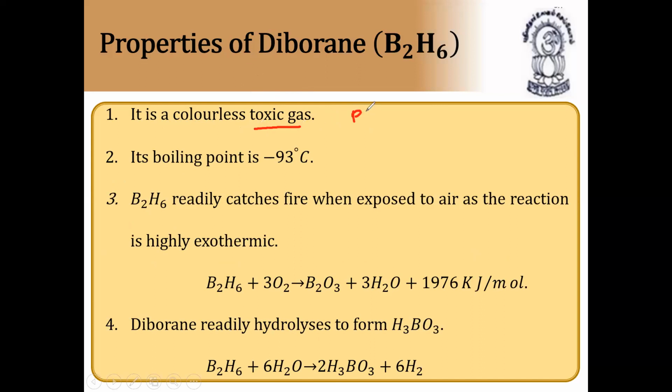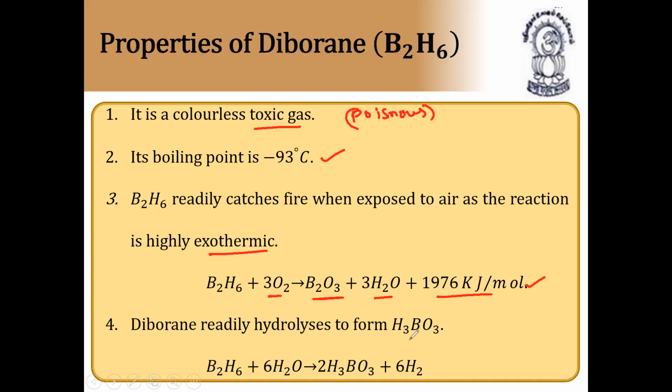Toxic means poisonous, with a suffocating odor. Its boiling point is minus 93 degrees C. B2H6 readily catches fire when exposed to air. As the reaction is highly exothermic, it results in the formation of B2O3 plus water plus 1976 kilojoules per mole. A lot of energy is released.